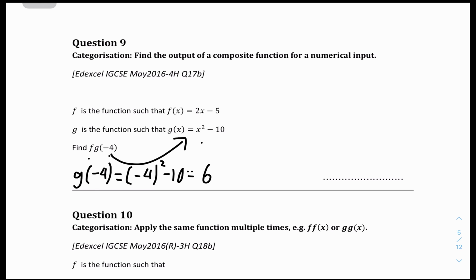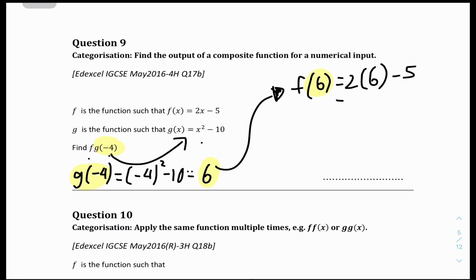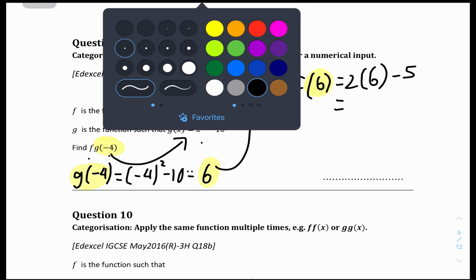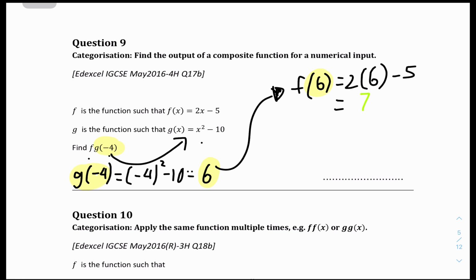So g of minus 4 is 6. Once you have g of minus 4 is 6, you can just substitute it into the original equation to get f of 6. As you can see how they relate, it will be 2 times 6 minus 5. 2 times 6 is 12, and 12 minus 5 is 7. So the final answer is 7. And this is basically f of g of minus 4. So f of g of minus 4 is 7.